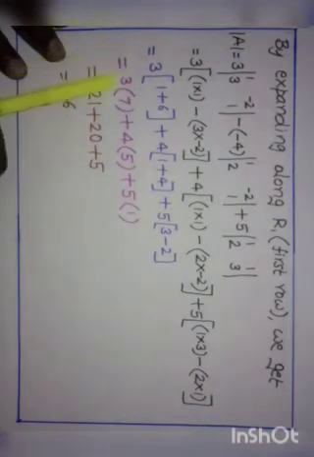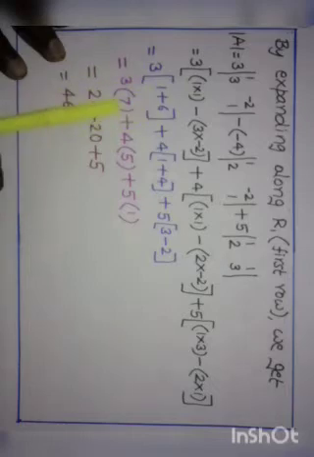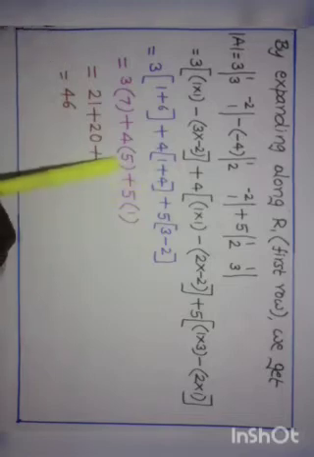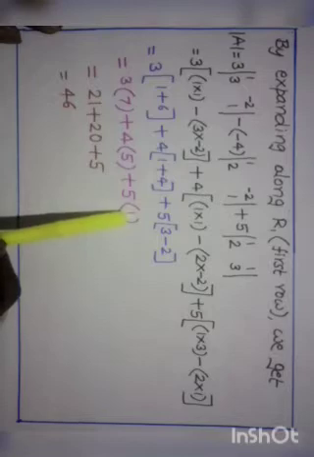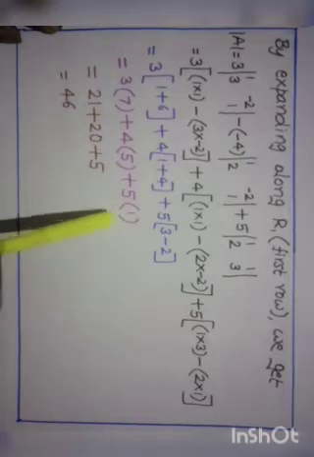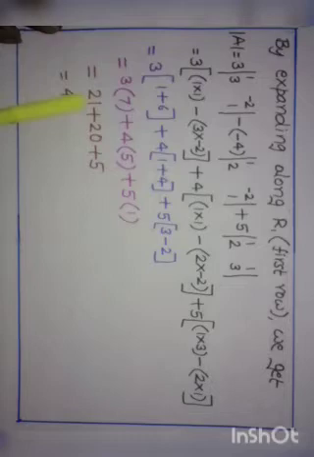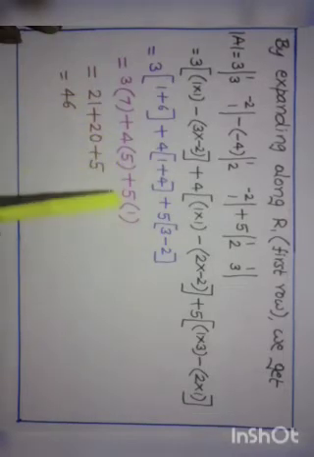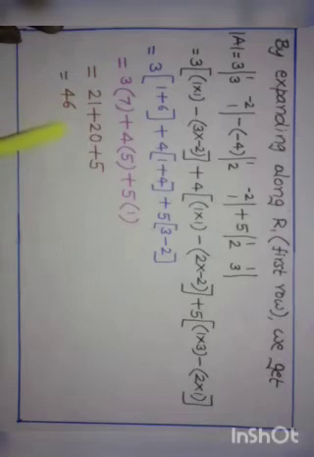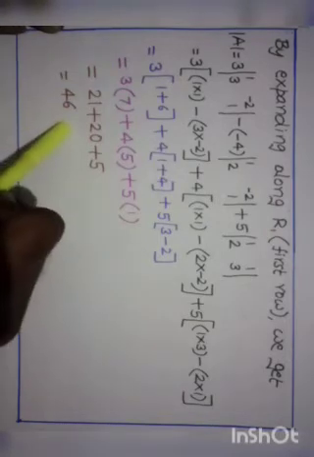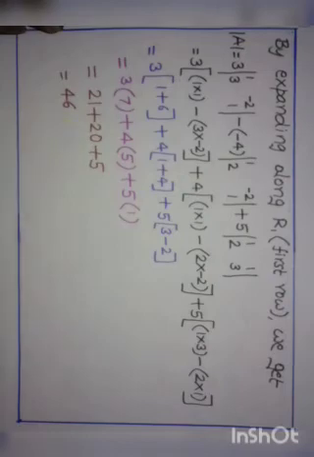Right. That is equal to 3 into 1 plus 6, what will you get? 7. Plus 4 into 1 plus 4, what will you get? 5. Plus 5 into 3 minus 2, what will you get here? 1. Understood this step? Again, 3 into 7, 21. 4 into 5, 20. Plus 5 into 1, plus 5. Again, by simplifying these three terms, what will you get here? 46. This is the determinant of the given matrix. Understood, my dear children?